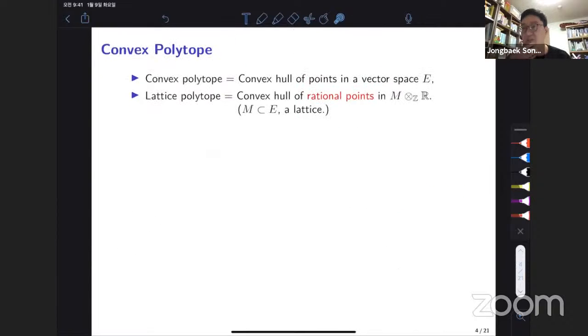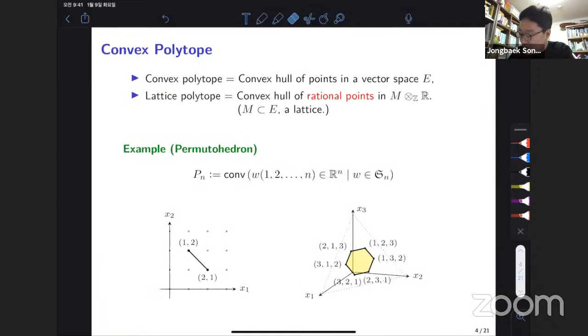Let me begin with the basic definition of a convex polytope, which is the convex hull of points in a vector space. If you think of a lattice structure in your vector space, and your points are rational points, then we say this polytope is a lattice polytope. My example is the permutohedron. You take a point in a vector space and its orbit under the Weyl group, the symmetric group: the point (1, 2, ..., n). Totally you have n factorial many points, and taking the convex hull gives the permutohedron.